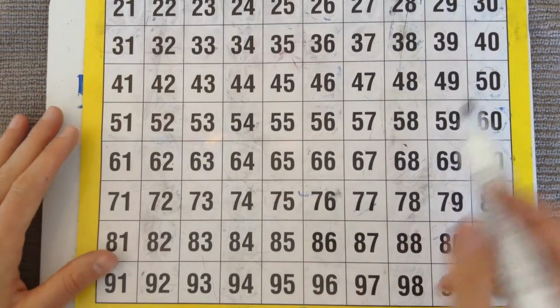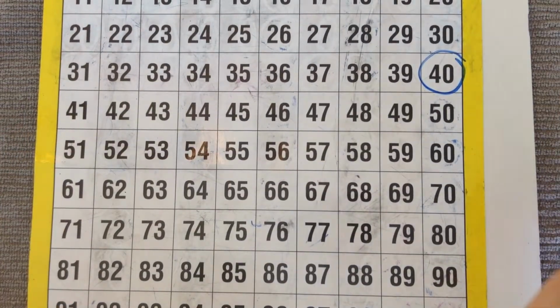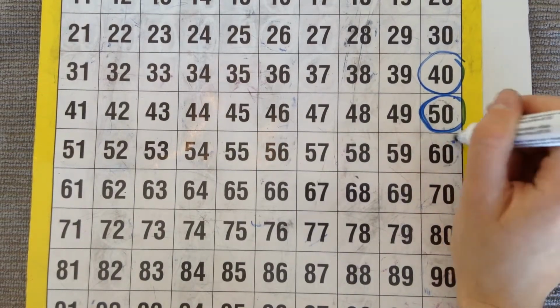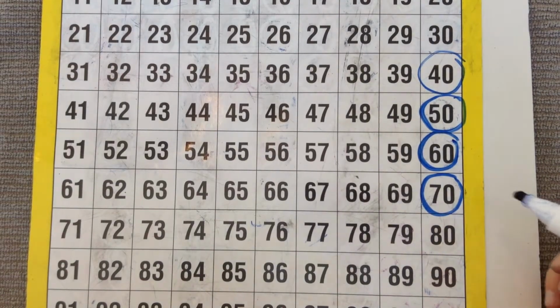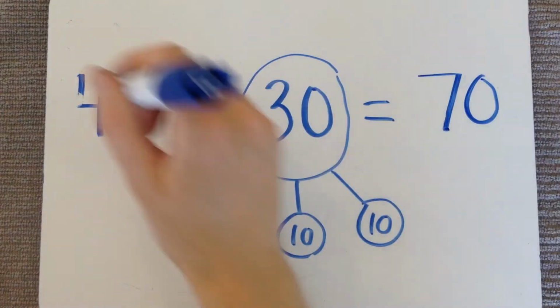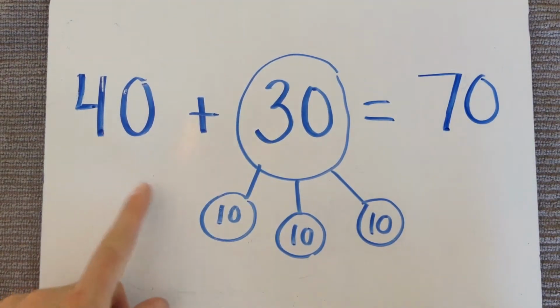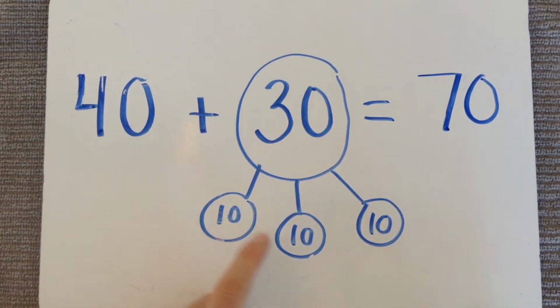Start at the number 40. And now remember, this time we're adding 30, so we're getting bigger by 10 3 times. 10 more, 10 more, 10 more. Yep, the number we landed on was 70. 40 plus 30 is 70. All we did was skip count by tens. 40, 50, 60, 70.